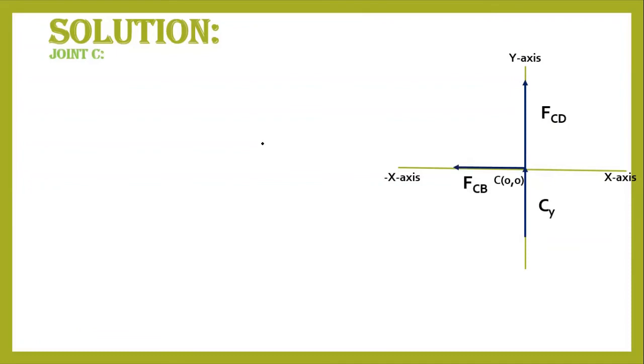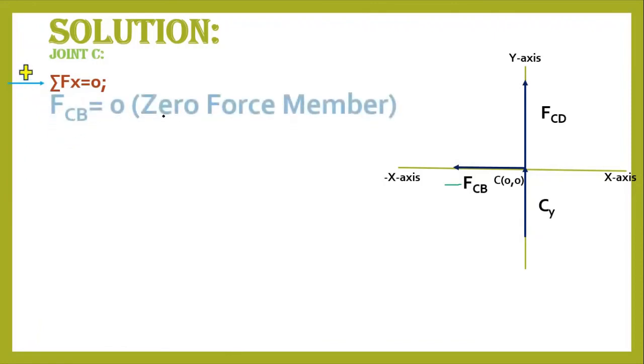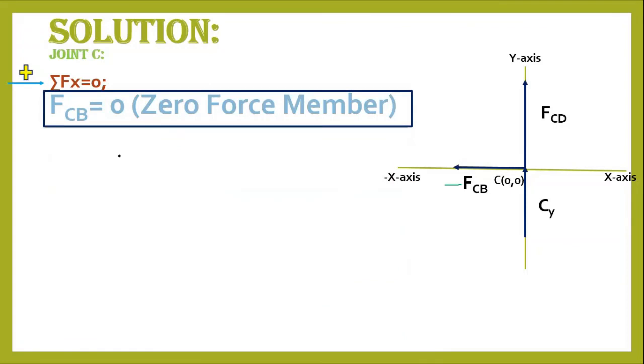So I have to sum up horizontal forces equals 0, and then sum up vertical forces equals 0, and you can see that there is only one horizontal force. So it should be minus FCB. There is no need of any angle here. All the forces lie on the x-axis and y-axis. So summation of Fx equals 0, and FCB equals 0 because there is no other force acting on the x-axis or parallel to the x-axis. So FCB comes out to be 0, and that is a zero force member.